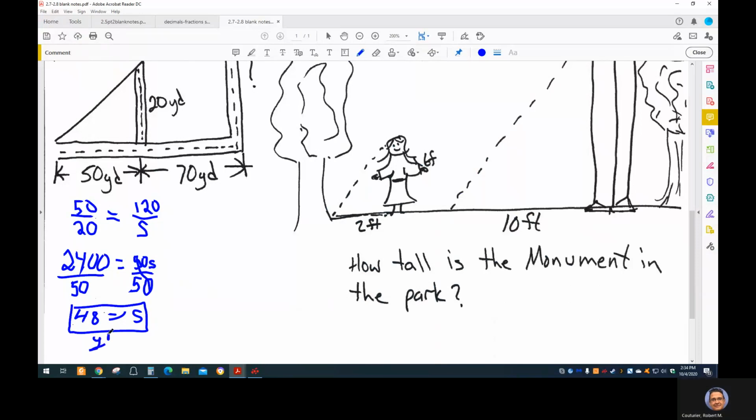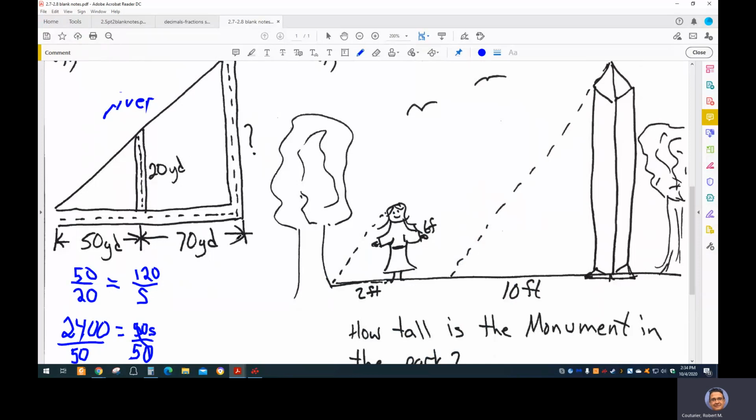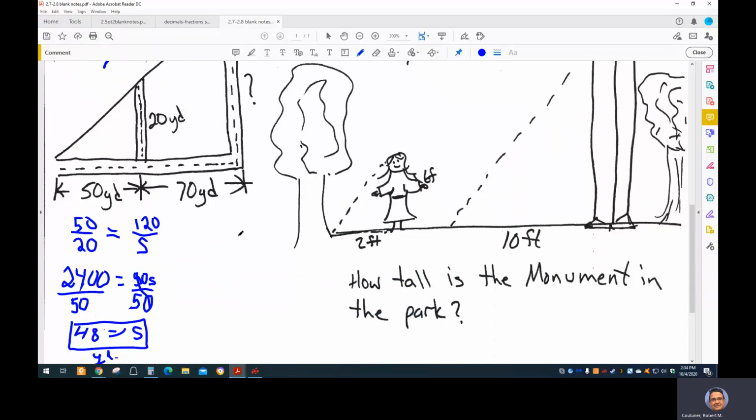Don't forget, if they give you a problem and it's in units, keep your units. So this missing part here would be, the new road is going to be 48 yards. Here's another one you can do.